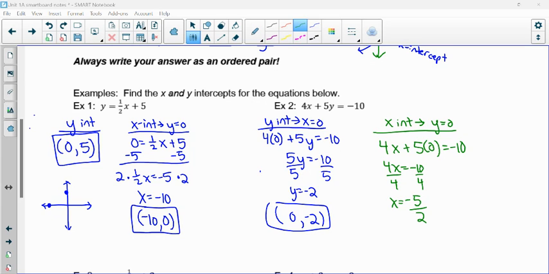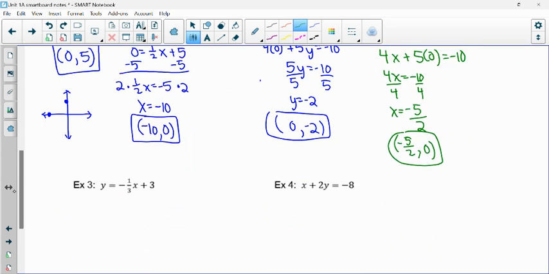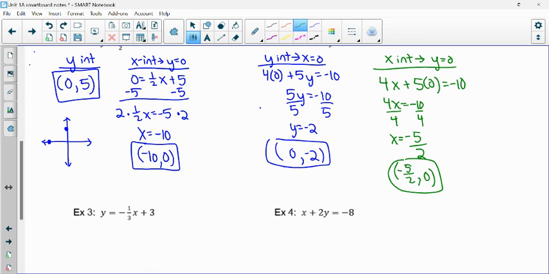Alright, last thing we have to write as an ordered pair. The x value is -5/2. The y value we plugged in was 0. Alright, take a moment, try example 3 and 4. 3 again is in slope intercept form, so 3 is like example 1, 4 is like example 2.